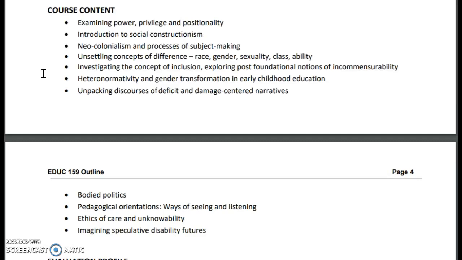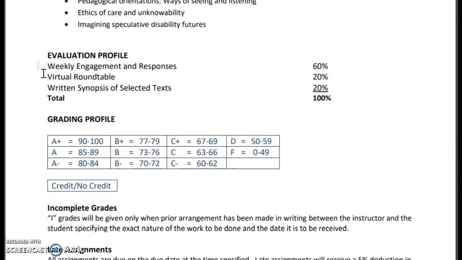We'll be discussing ethics of care and unknowability as an ethical sense. And we'll be imagining speculative disability futures. And this seems a little bit vague, but as we're reading the Alexis Shotwell texts, those 2 chapters in her book called Against Purity, we'll be discussing more about what this means, imagining speculative disability futures.